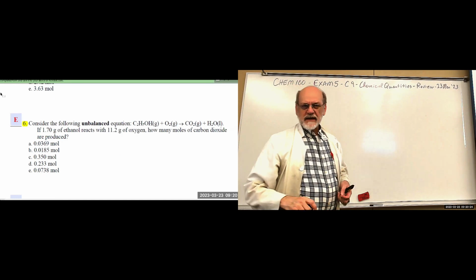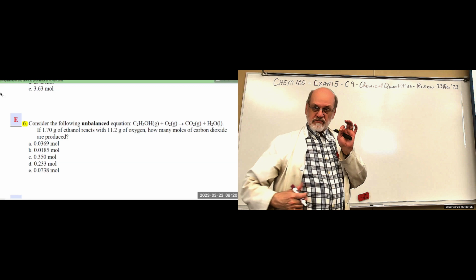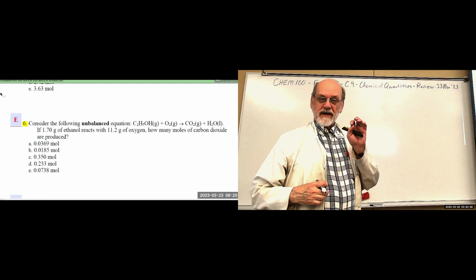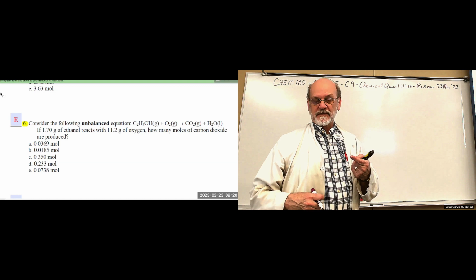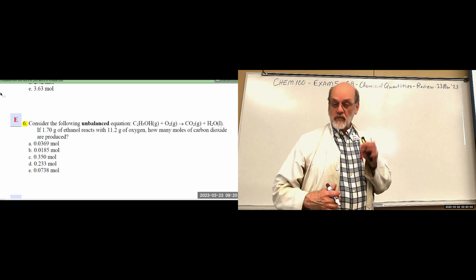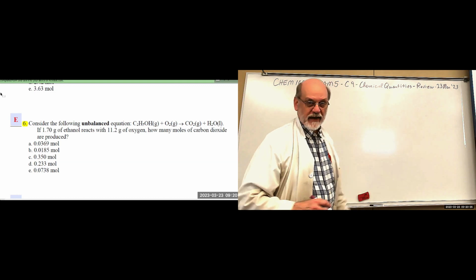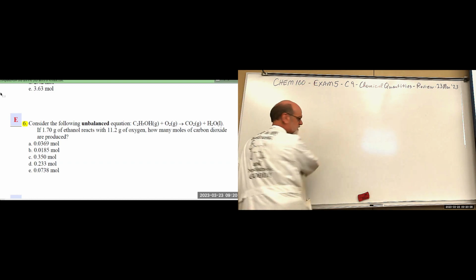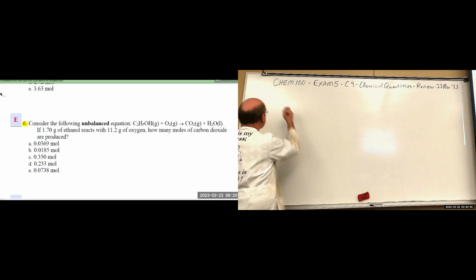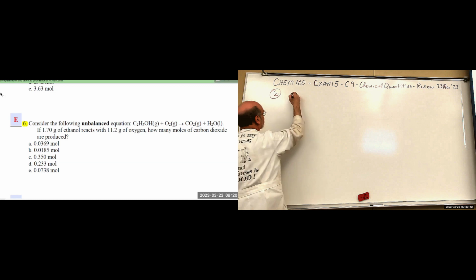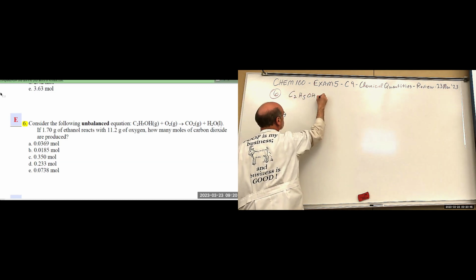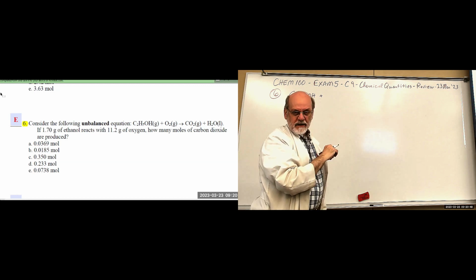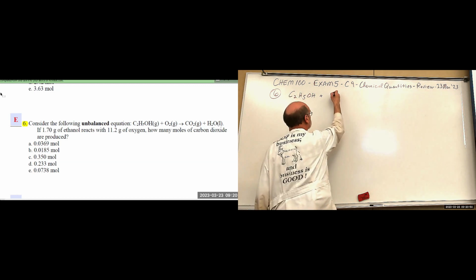Okay, this question actually tells you that this reaction is not balanced. So we need to balance it first. Let's do that. C2H5OH. Let's see, we're number 6. Okay. C2H5OH plus what? Combustion, oxygen.